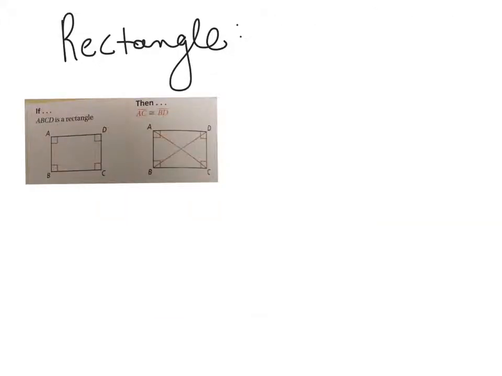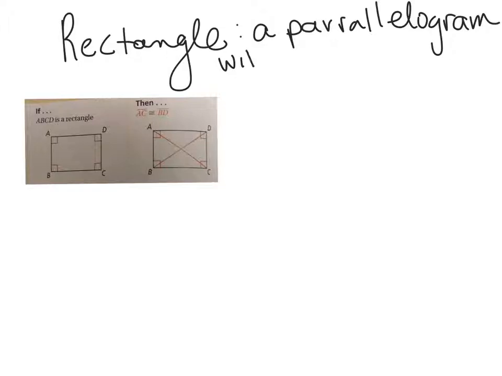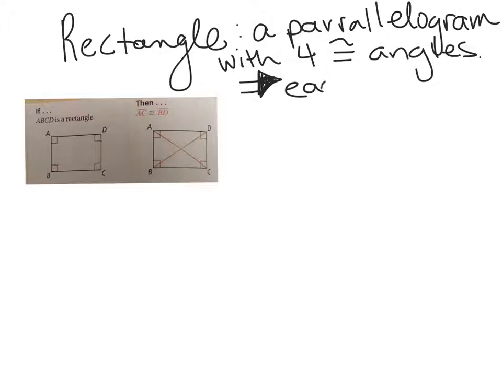Another special quadrilateral is a rectangle. The definition of a rectangle is a parallelogram with four congruent angles. And since all of the angles must add up to 360 in a quadrilateral, and they're all equal, that means each angle is a right angle.